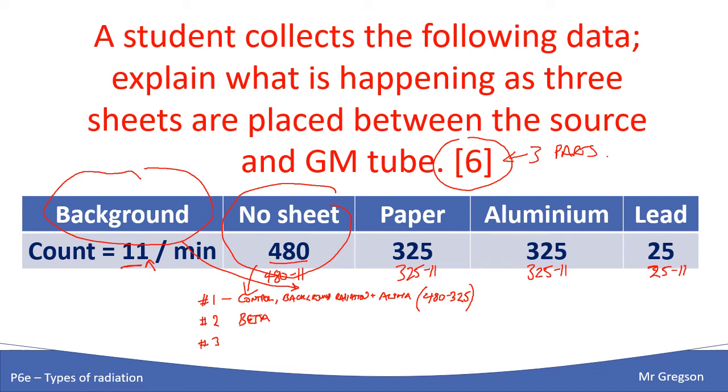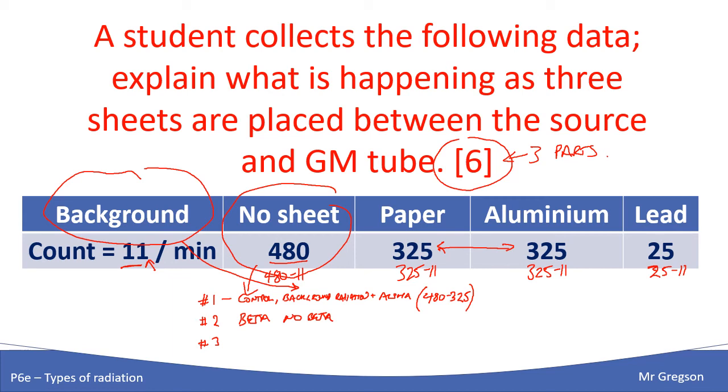Okay, so if you're doing this properly, and you've had to think about beta, and you've probably written down a couple of little notes about what the difference with beta is, what you'll probably notice is there's no difference between the paper being there and aluminium being there, which tells us actually there's no beta there at all. Okay, there is no beta. It's all been so far alpha or gamma.